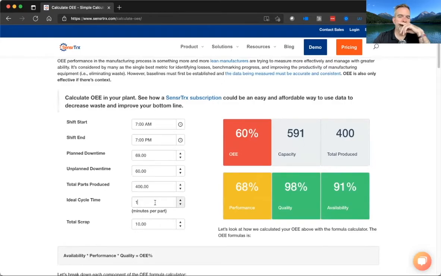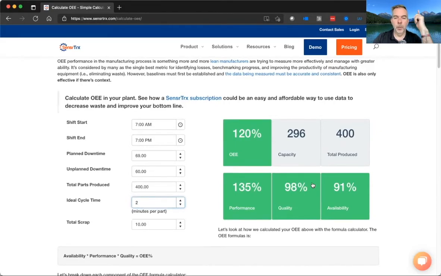Let's say our ideal cycle time was 2 minutes per part. Our capacity goes way down, but the total produced stayed constant, so our performance went through the roof, right? Super interesting. So let's say it was 1 again. Now, let's mess with our total parts produced. So let's take it from 400 to 500. Now we're much closer, right? 85% performance. Let's take it to 580, 98% performance. Pretty cool, right? So that's how the performance metric is calculated.